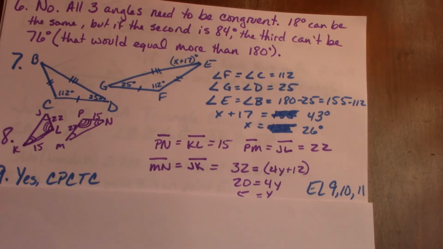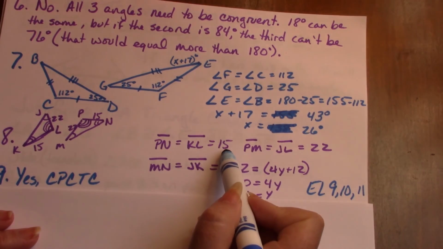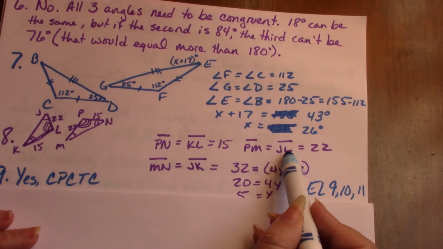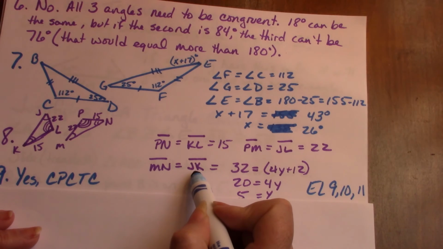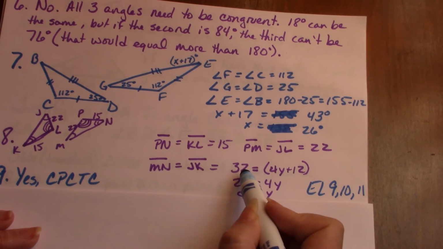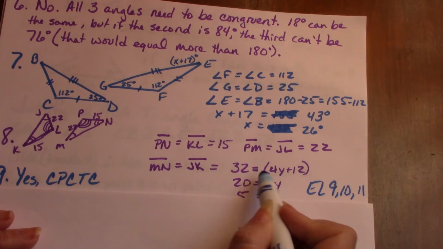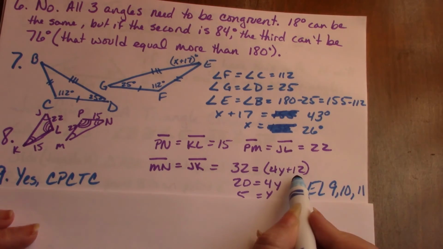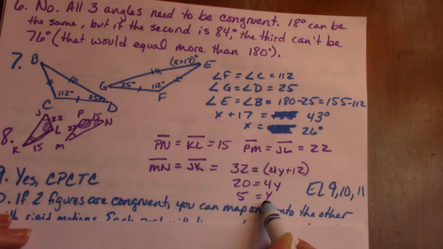With number 8, line PN and line KL are the same at 15. Line PM and line JL are the same at 22. Line MN and line JK, one is 32, the other is 4y plus 12. So if 32 equals 4y plus 12, and I subtract 12 from both sides, I get y equals 5.